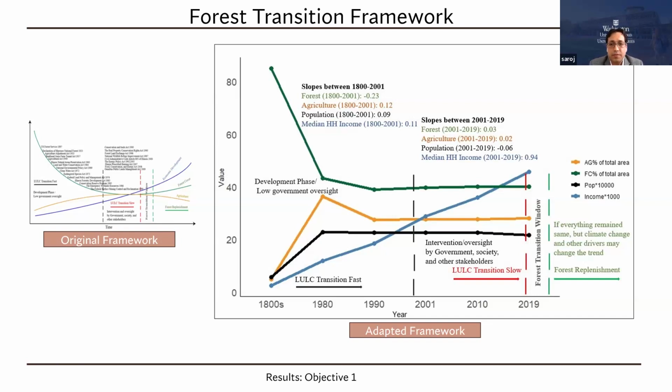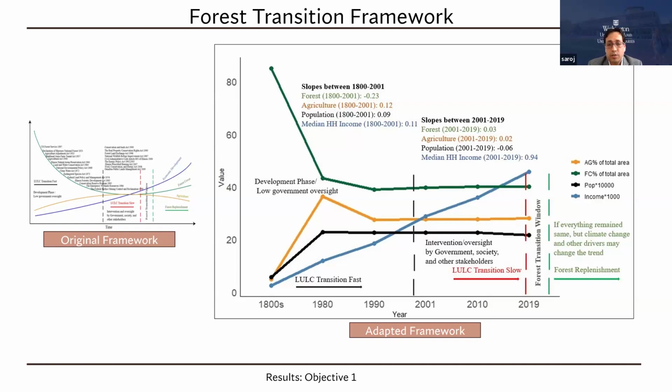I particularly divided this pre-development phase as pre-2000 and post-2000. We didn't have so many data points. You can see the original framework has a curve looking shape, but because we didn't have enough data points to show exactly the same, it follows the narrative of the theory.